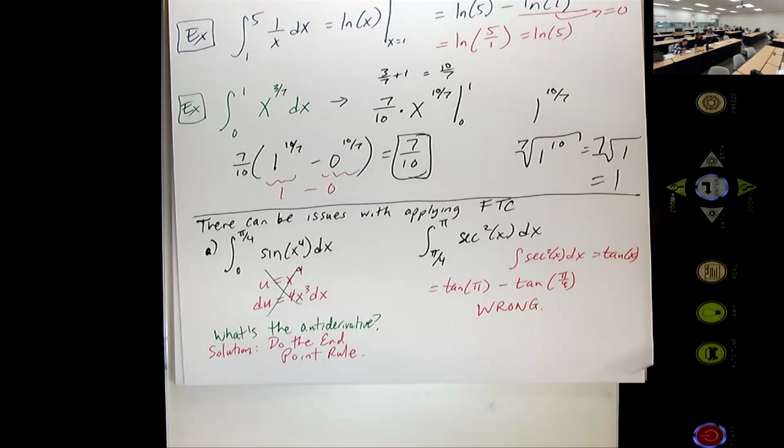Is tangent of pi also sine of pi over cosine of pi, which is 1/0? Or cosine of pi is -1, so it's 0/-1. That's a good idea, and you're on to something, but it's not quite the right thing.